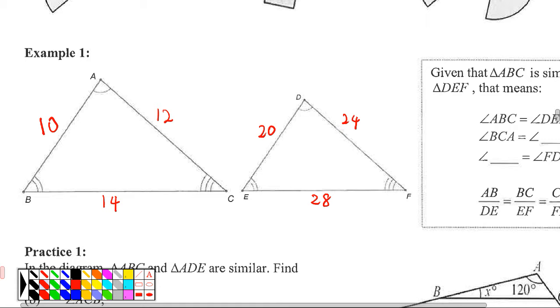But is 10 equal to 20? No. 12 equal to 24? No. Then what do I mean by proportional? Times 2. 10 over 20 is equal to 12 over 24 is equal to 14 over 28. So the ratio is the same. Good, you are attentive. Okay, so the ratio is the same.